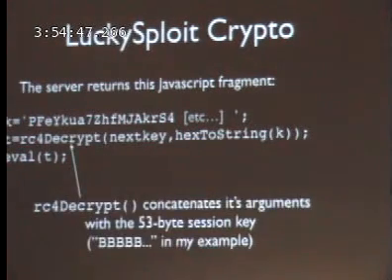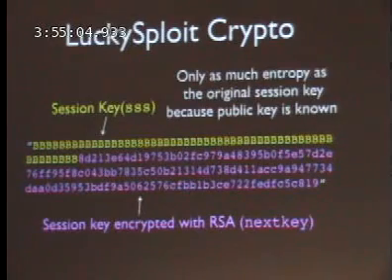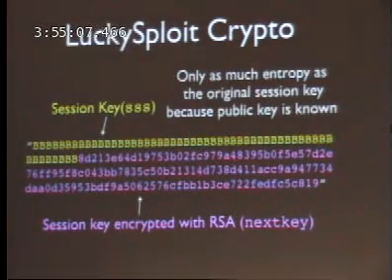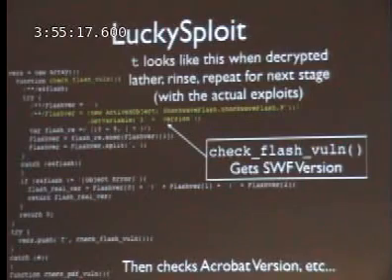But it turns out that RC4 decrypt in the Lucky Sploit code actually takes the 53-byte nonce from the original and concatenates it in, so you end up getting a key like this for the RC4 value, and it doesn't have any more entropy than the original key did, since the public key that transforms that into that is known. But, well, no, actually, you don't know the nonce. Sorry, never mind. And this is how it comes back. It checks for Flash version and so forth.